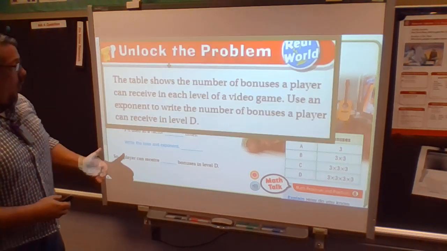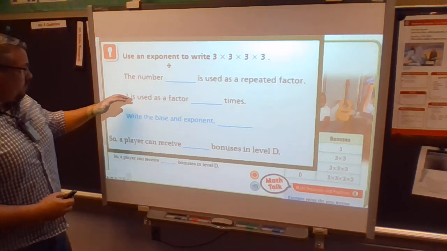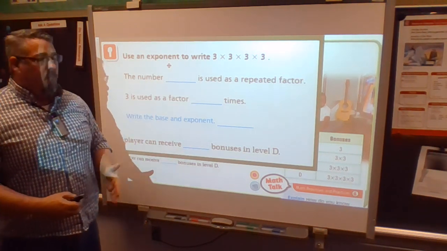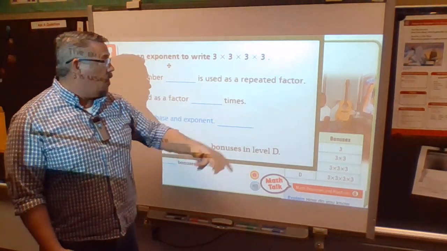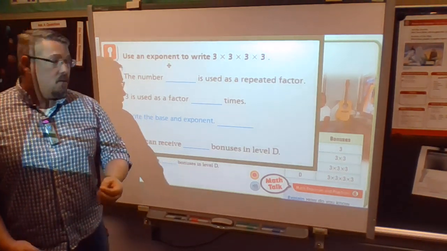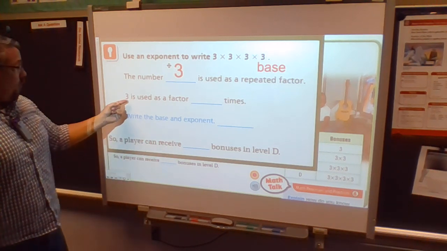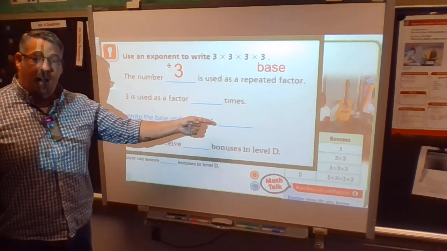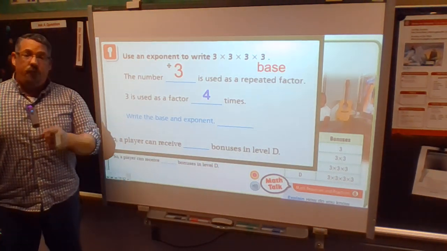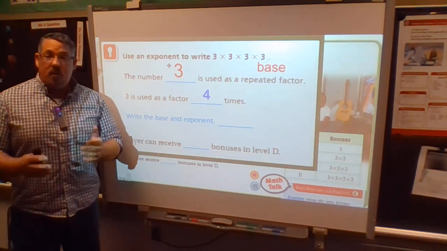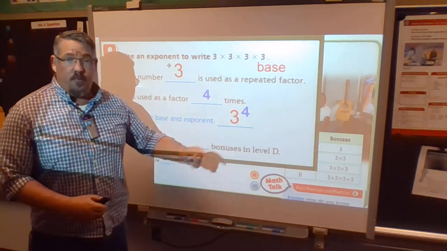So as we're looking at it, these are just the directions more enlarged. As we work through it, it says the number blank is used as a repeated factor. So it's asking what is the base. And when I look at it, I have 1, 2, 3, 4 3s. So I know the base, the repeated factor, is my 3. Then it says the 3 is used as a factor how many times? Well, 1, 2, 3, 4 times. So I know that if it's used 4 times, then I would write that with an exponent onto my base. So I'd have a base of 3 with an exponent of 4.